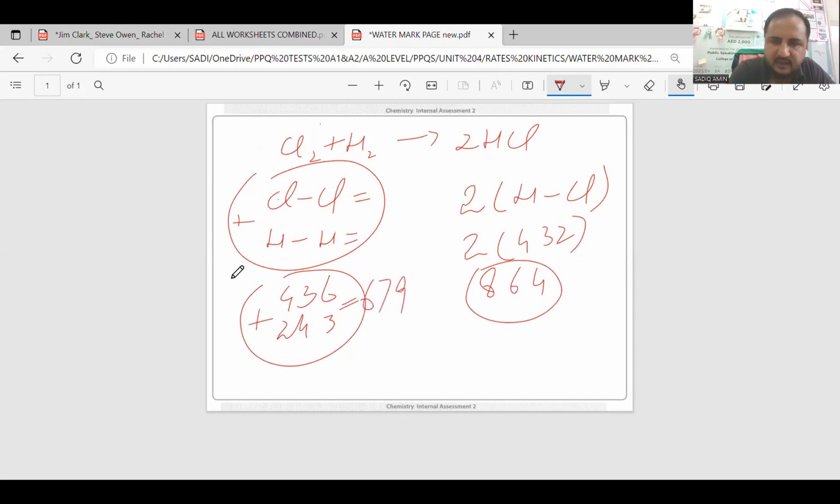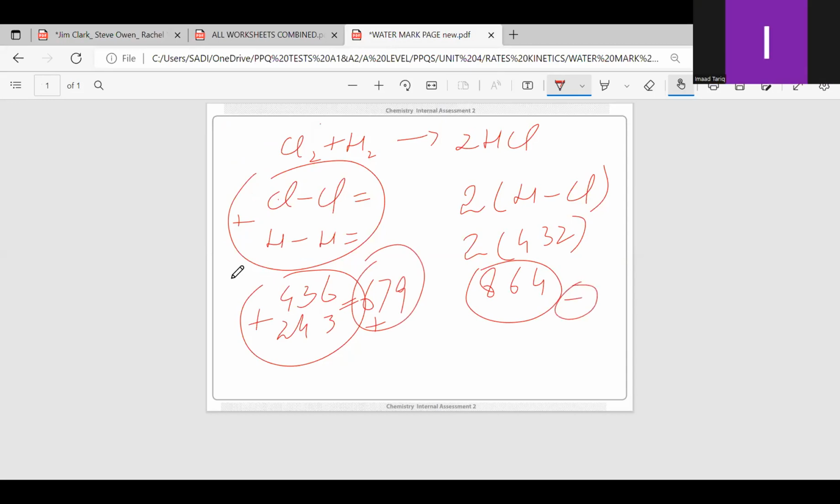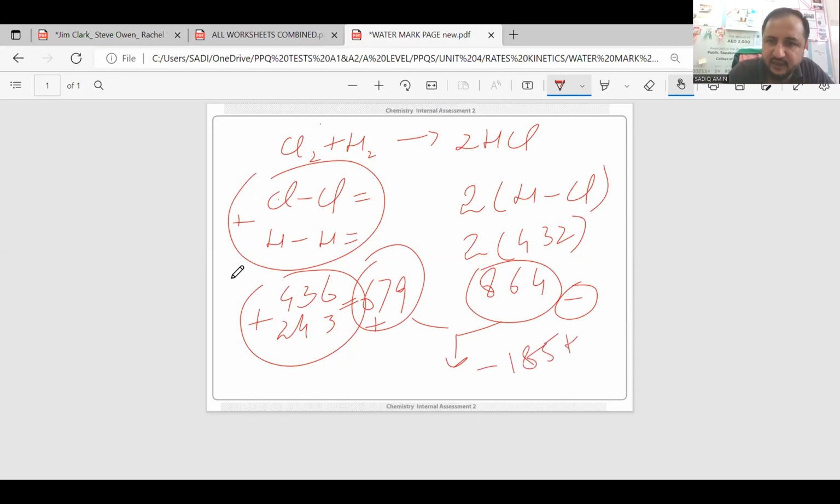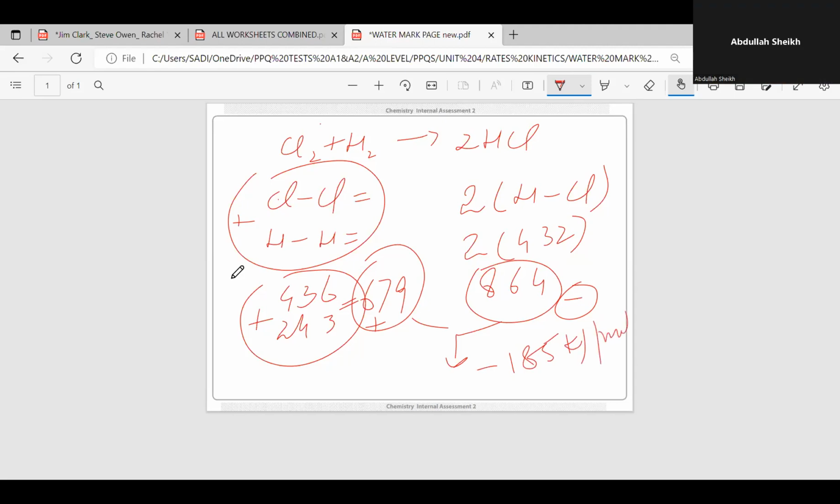679 is a positive value and this is a negative value. Add these values together and get the answer. It's definitely a negative answer. It's minus 185. Don't forget the unit, kilojoules per mole. It's exothermic. The reaction is exothermic. Absolutely. There will be another question they'll be asking you: is the reaction exothermic or endothermic? So the reaction is exothermic.